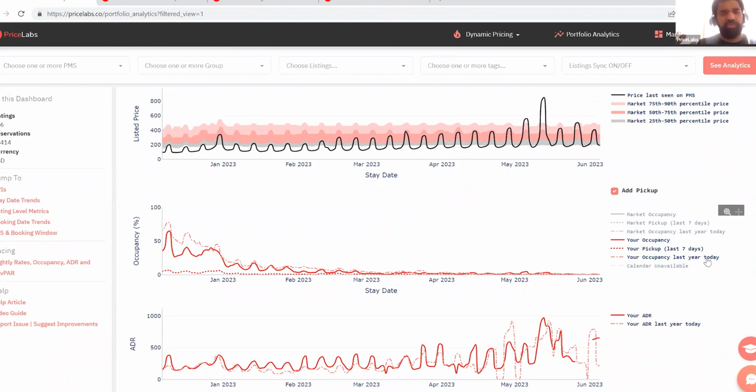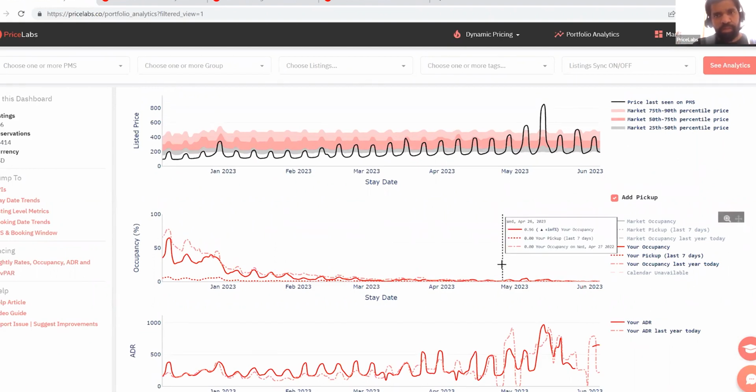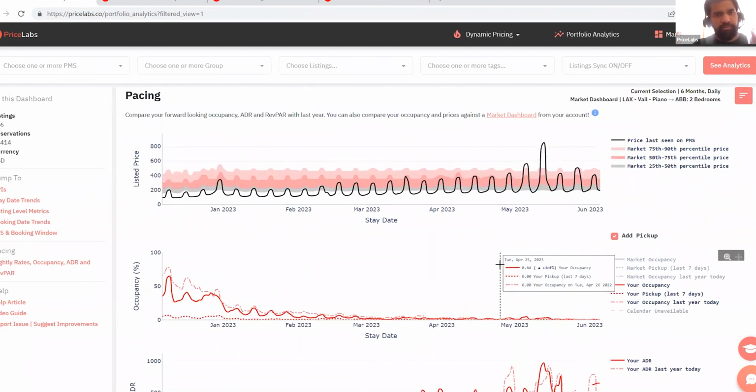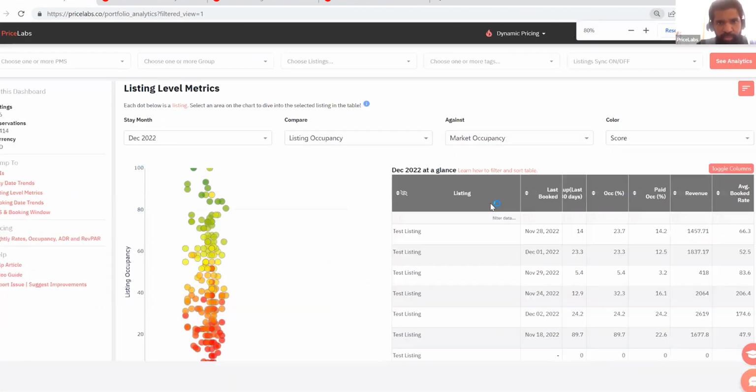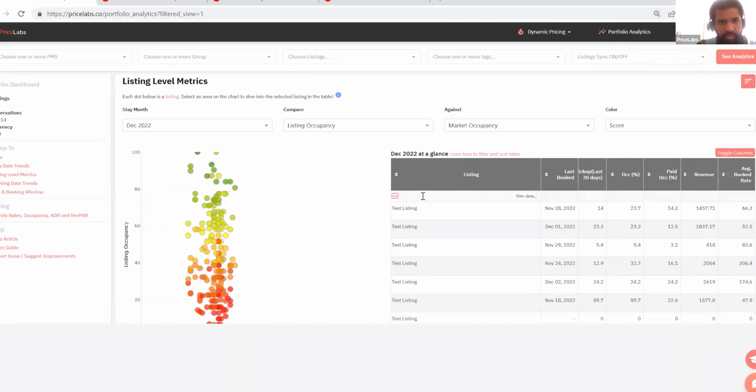Again, realize PriceLabs is doing a lot of this already, but once you start having portfolios, you may want to actively manage some of it too, right? Use case number five is a little bit more complex. It's to do with when you have larger portfolios, right? This is the listing level metrics section. And I'm going to zoom in a little bit so that it's a little bit more visible.